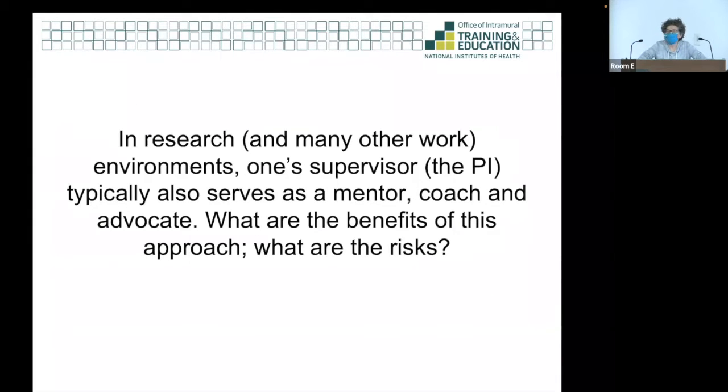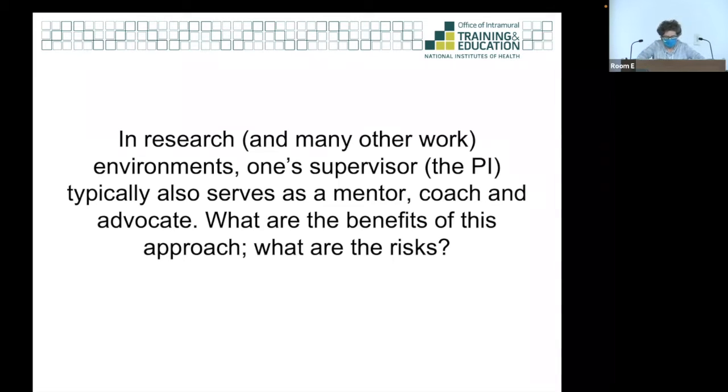Now, in research environments, when we say mentor, we often mean the supervisor. So in many research environments, your PI, the faculty member, the boss, also serves as your mentor, as a coach, and as an advocate, we hope. Eventually, in the long term, we hope she or he reaches out on your behalf when appropriate to recommend you for journal clubs, for activities in the institute, at your school, etc., even beyond. But we have this assumption that supervisor and mentor are the same, right? The supervisor is the mentor.